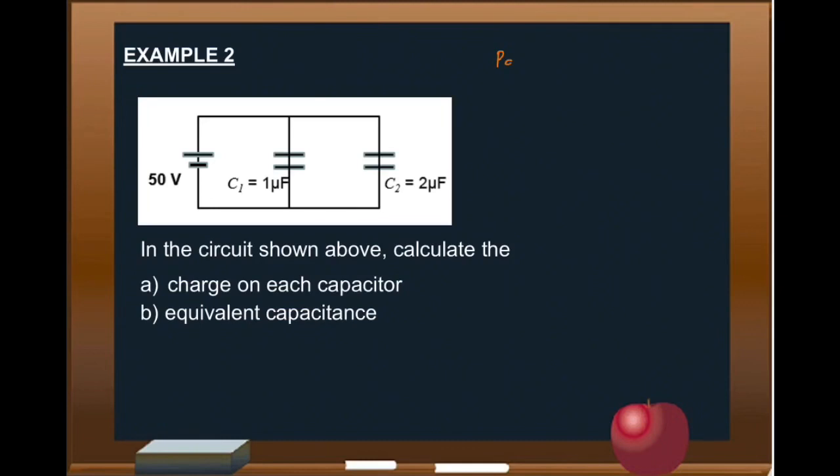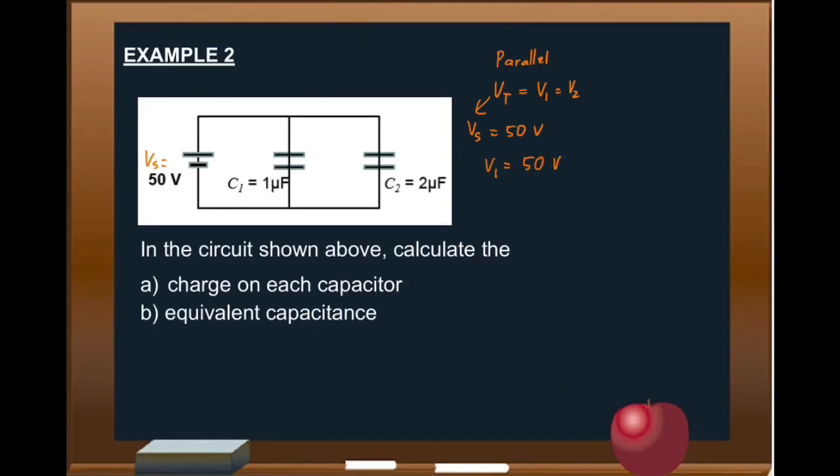So we know that for parallel, the total voltage is equal to V1 equal to V2. This total voltage is the same as the supply voltage, and supply voltage is from the battery. If you look at the question, we are given the supply voltage here, which is 50 volts. So from here we can also find the voltage for capacitor 1 and capacitor 2.